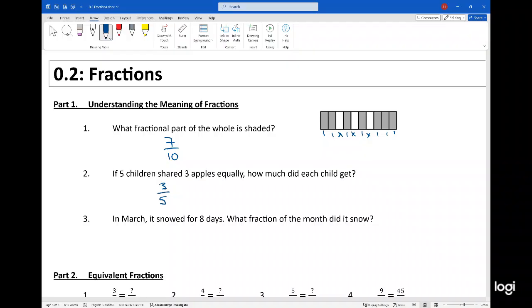In March, it snowed for 8 days. What fraction of the month did it snow? Well, we know we have 8 parts of the whole. On this one, I think the only tricky part is figuring out how many days there are in March. 30 days has September, April, June, and November, so that would be 31. If you don't remember that off the top of your head, don't worry. You can always look it up, and on a test, you would never actually need to know it. It's not going to hurt you at all.